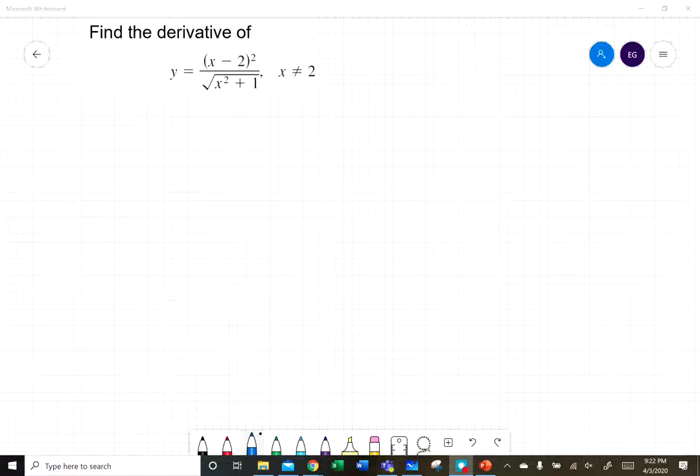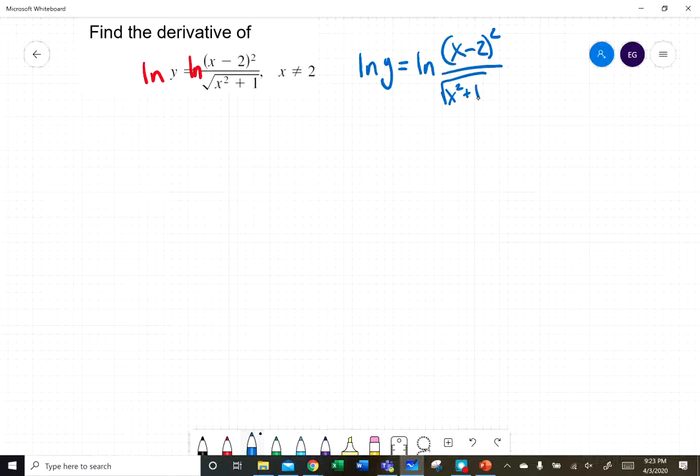The premise behind logarithmic differentiation is to start by taking the log of both sides. And I'll use the natural log because it has the simpler derivative. So we'll take the natural log of both sides. Okay, so we have the natural log of y is equal to the natural log of (x minus 2) squared divided by the square root of x squared plus 1. Now, we could use the properties of logarithms to simplify.